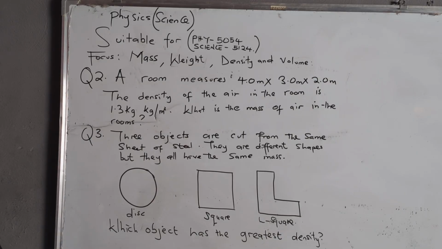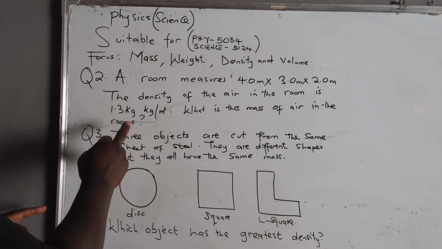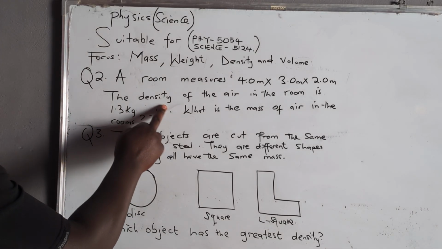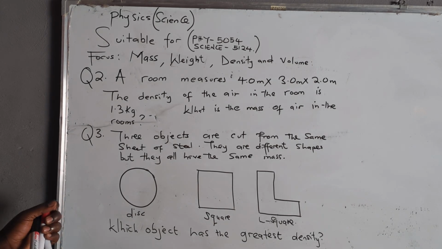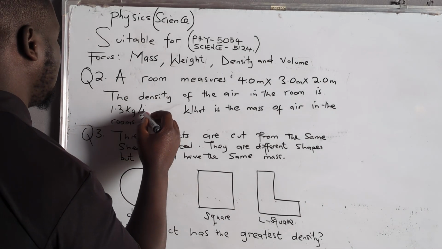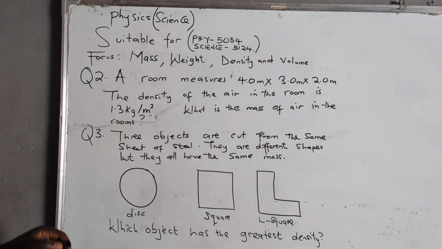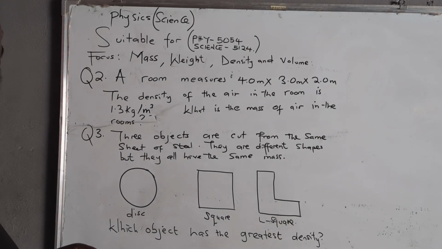All right, so question 2 reads, a room measures 4.0 meter by 3.0 meter by 2 meters. The density of air in the room is 1.3 kg. Okay, so we're supposed to have 1 kg here. Right, 1 kg per cubic meter. What is the mass of the room?